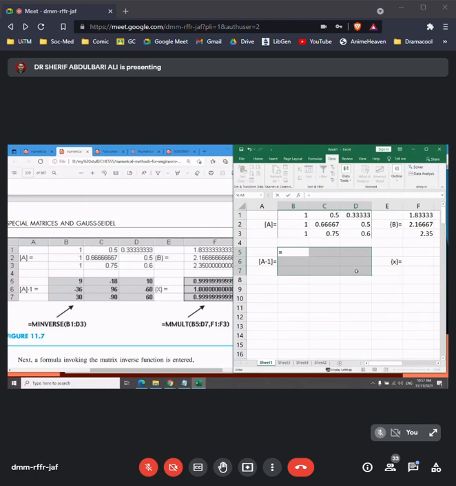It's equal to MINVERSE. MINVERSE is the abbreviation of matrix inverse. Open a bracket and highlight which matrix you want to inverse. I want to inverse this matrix, so highlight the matrix. When you're done with the highlight, from the keyboard, click on 3 buttons at once: Control, Shift, and Enter. You can see it in the example in the textbook, MINVERSE, and press Control, Shift, and Enter. Is it clear or do you want me to repeat?